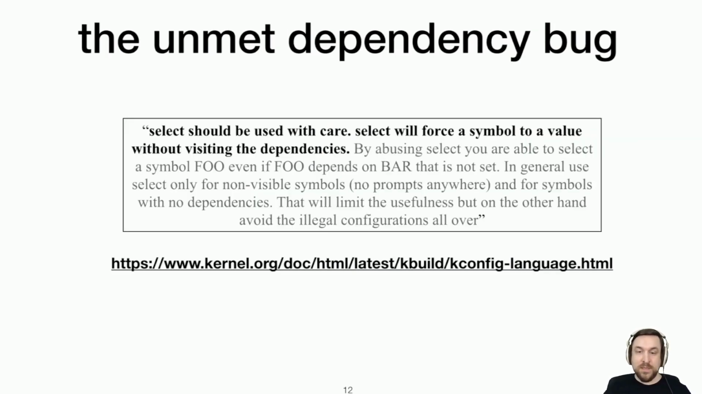This unmet dependency bug actually comes from the Kconfig manual itself. It says that this select construct should be used with care. Select will force a symbol to a value without visiting the dependencies. What that means is that an incorrectly written specification can actually cause configuration dependencies to be circumvented, potentially leading to a broken kernel build. And this is the bug that we challenged our analysis techniques to try to find automatically in Kconfig specifications.